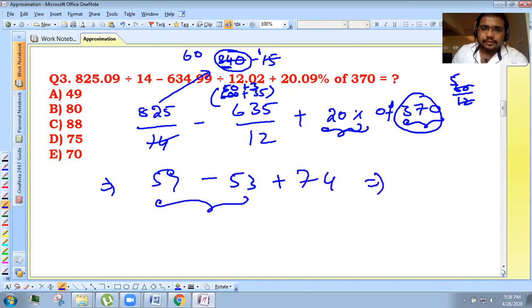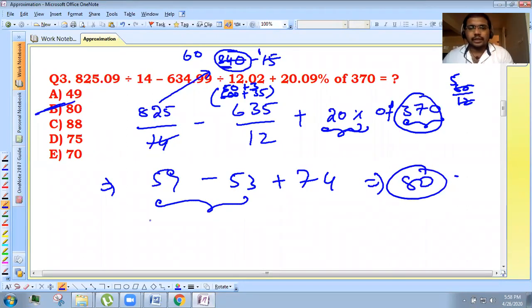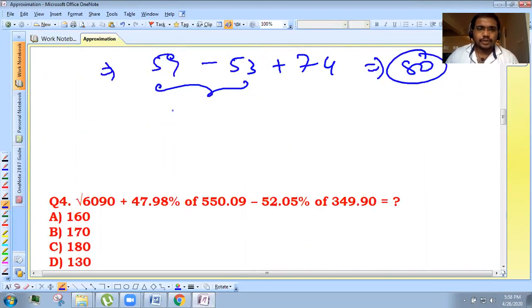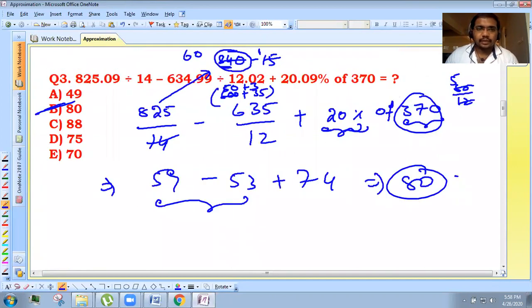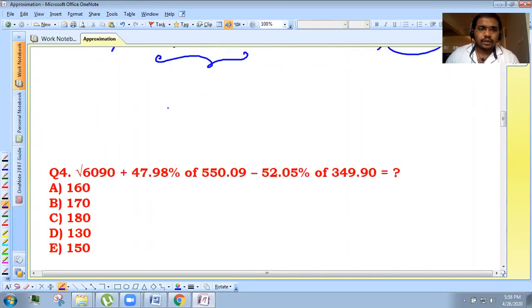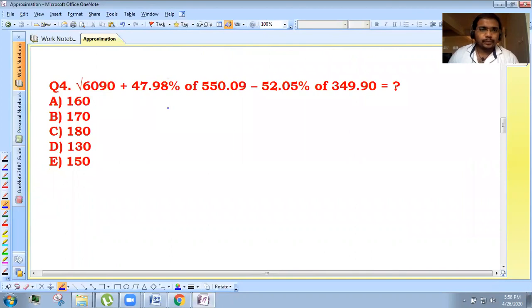So here 6, here 74, answer is 80. That is the approximate answer, which is equal to B. That is very near, and you got the same answer as given in the options. So the answer is B. So we'll discuss this one.